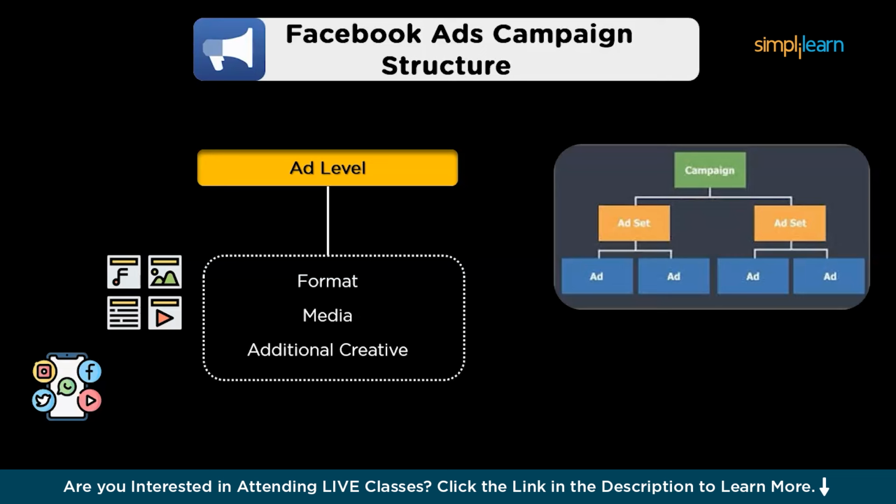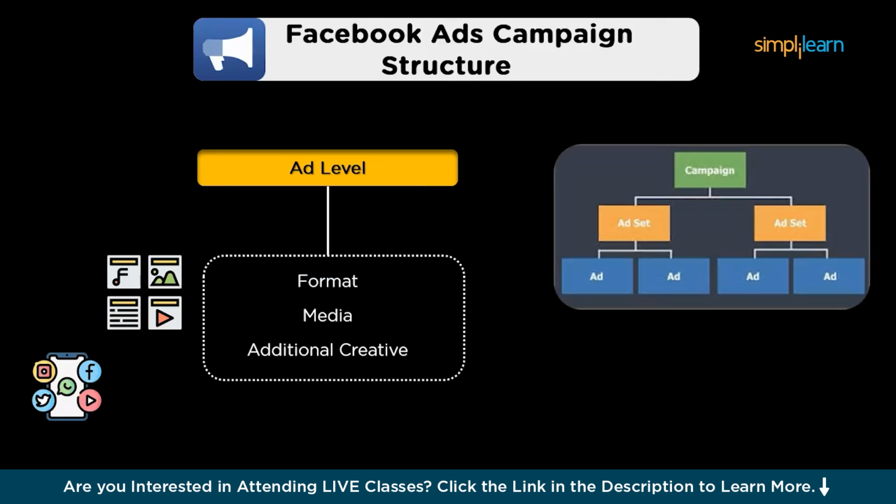And finally, we reach the ad itself. This is where the creativity happens, the actual content your audience will engage with. At this level, you will design your ad, which includes selecting your media like images, videos, or carousels, writing compelling ad copy, and choosing a call to action that aligns with your campaign objective. For example, if your goal is conversions, a CTA like Shop Now or Sign Up might be most effective. Remember, the ad is where you capture the audience's attention, so it needs to be visually appealing and highly relevant to your target audience.